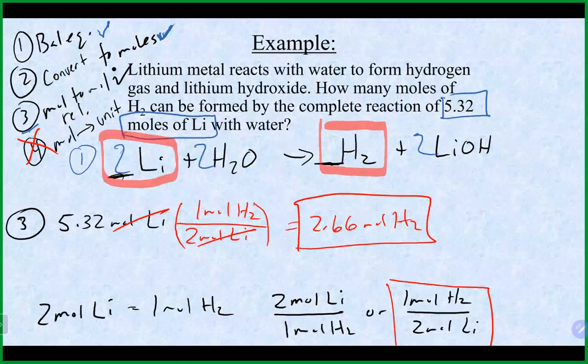Any questions on that there? Now, by the way, what we just got here is a product. Based on the equation, what this says is if I threw into this reaction 5.32 moles of lithium, and everything went perfect, with no students dropping along the way and no side reactions, you should get out 2.66 moles of hydrogen. That is what is referred to as the theoretical yield.